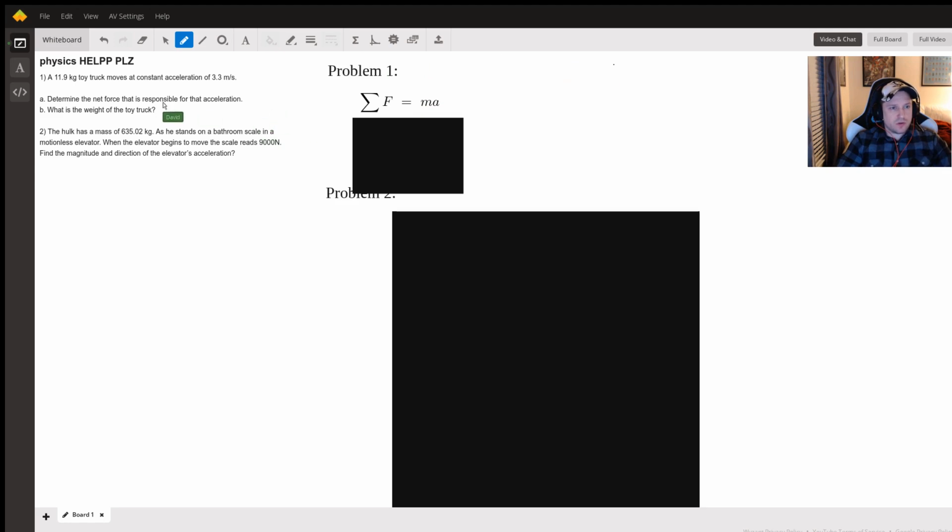So this turns into a really pretty easy question, because if we know what the acceleration, a, is, which is 3.3 meters per second, should be 3.3 meters per second squared, and we know the mass of the object, then we can determine the net force on the object. So it's just a matter of taking 11.9 kilograms and multiplying it by 3.3 meters per second squared.